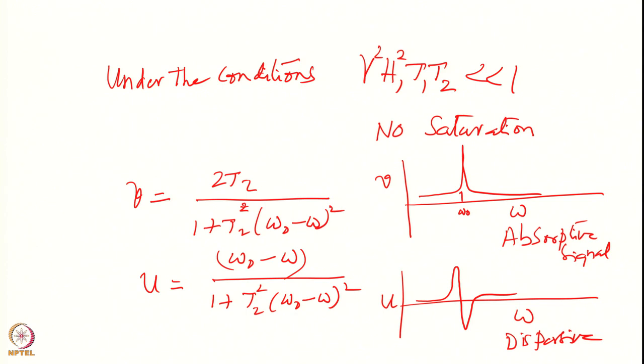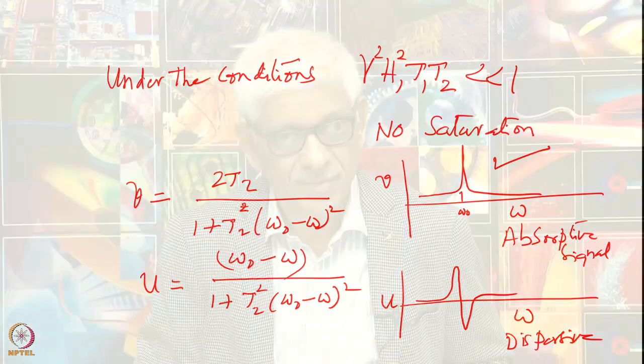But most of the people use this absorptive line shape because it does not have the positive and negative components and it is sharp. It does not have the tails as this U component has. So this is the measurement. Therefore, in the NMR signal, NMR spectra, you will see this term. This is what you will observe in your NMR spectra.